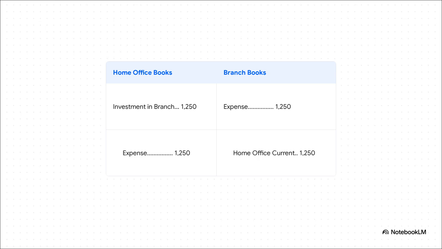From the home office's perspective, paying this expense for the branch is just another form of investment, so it debits investment in branch. Over on the branch side, they record the expense and they acknowledge that they now owe the home office for it by crediting home office current.